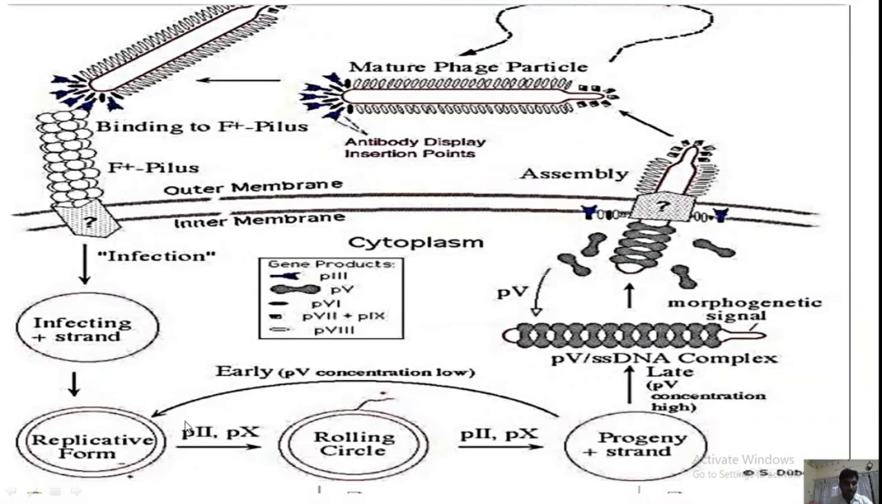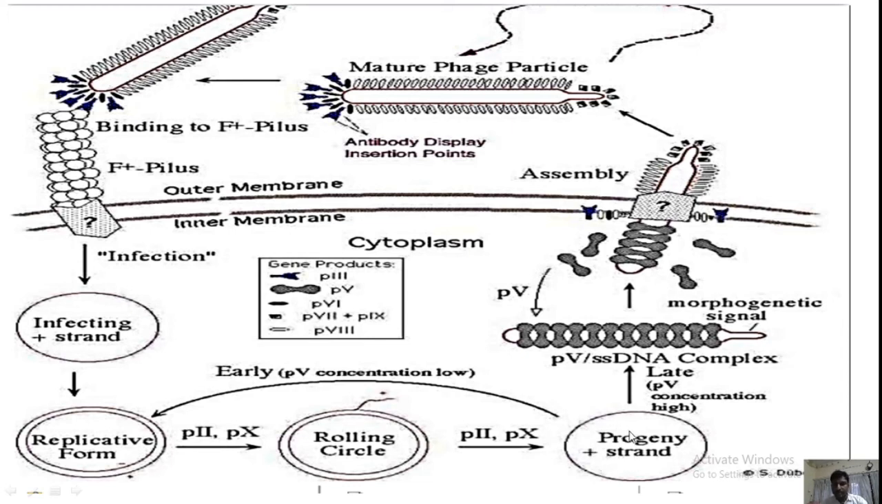Coming back to the picture over here, this is the replicative form. Gene 2 protein recognizes it and creates a cut, and then the 3' end extends and the 5' end gets displaced, and this gene 2 protein again creates a cut in the plus strand. So this displaced plus strand gets expelled and ligated by means of the ligase enzyme, and forms the progeny plus strand, the single stranded phage genome.